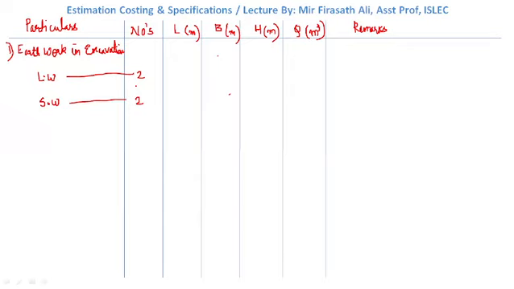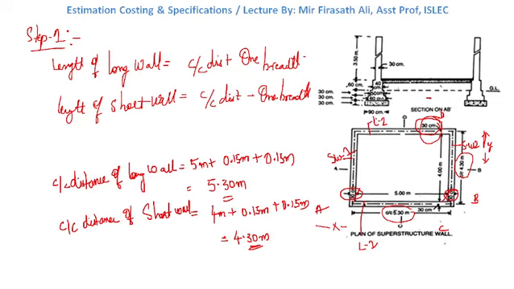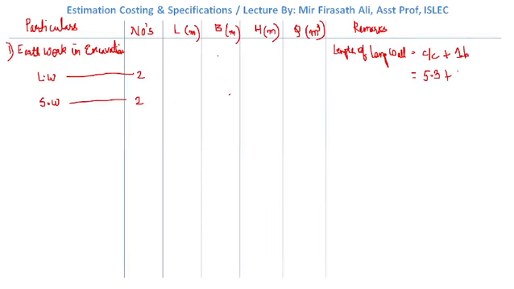What is the length? To decide this length, we need to go for the long wall formula. As we know, length of long wall formula is center to center distance plus 1 breadth. What is the center to center distance? 5.3 meter is the center to center distance, and this breadth you will get from here. The breadth of the foundation in excavation is 90 centimeter, which is nothing but 0.9 meters.